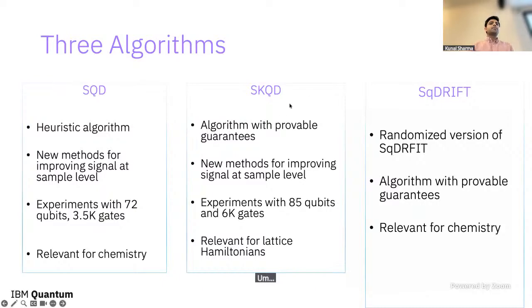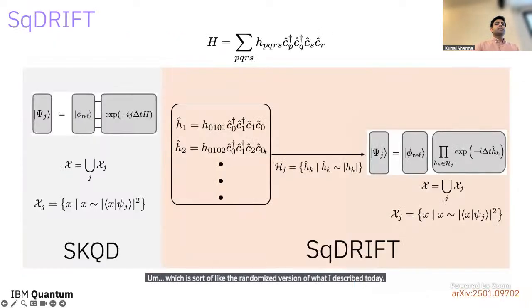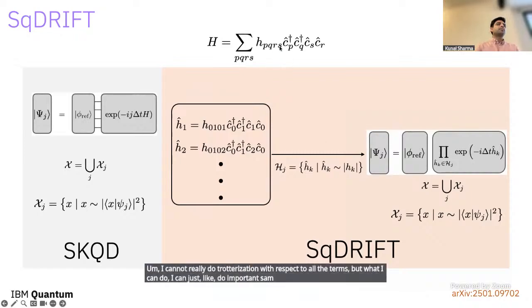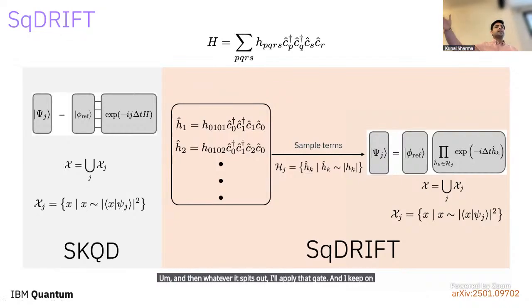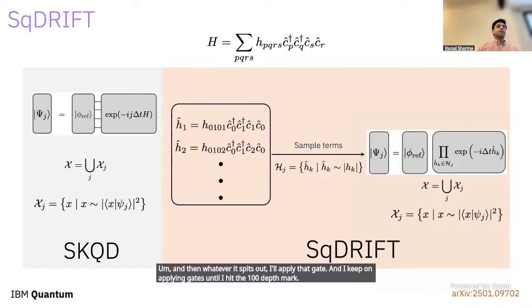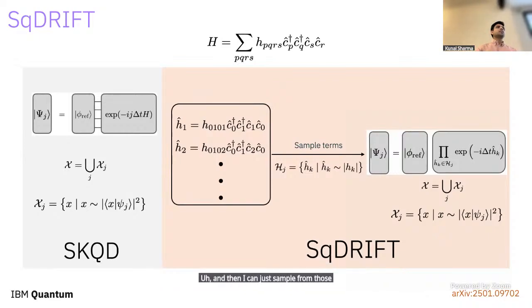which is the randomized version of what I described today. So you can imagine, if I have way too many terms, then I cannot really do Trotterization with respect to all the terms. But what I can do is importance sampling based on the coefficients. So let's say my budget is a 100-depth circuit. I will sample a term based on the absolute value of the coefficients, and whatever it spits out, I'll apply that gate. And I keep on applying gates until I hit the 100 depth mark. And then I can sample from those circuits and do the diagonalization on HPC.